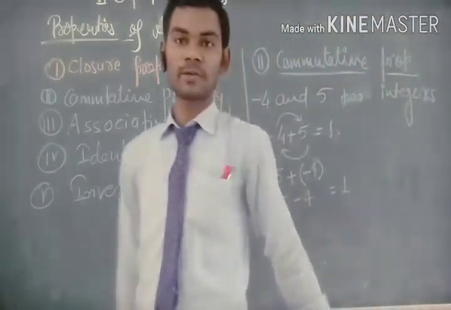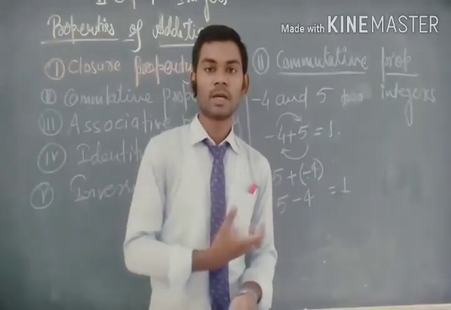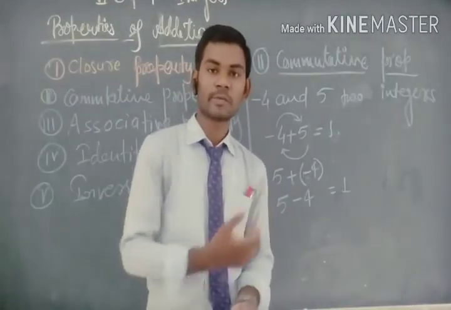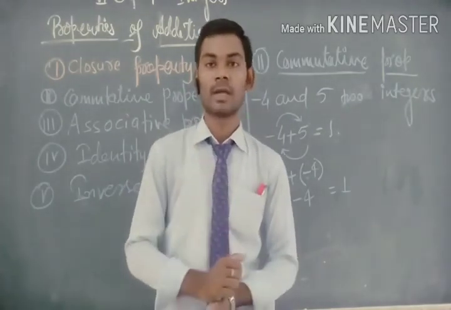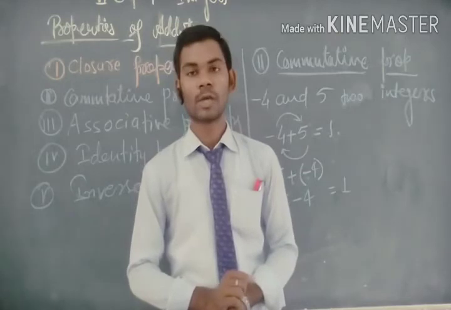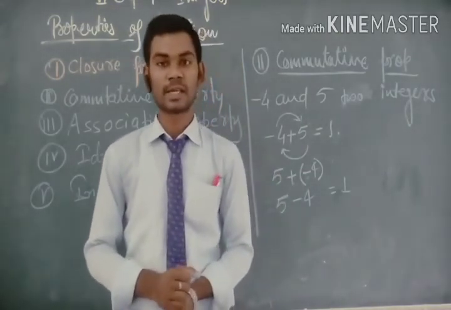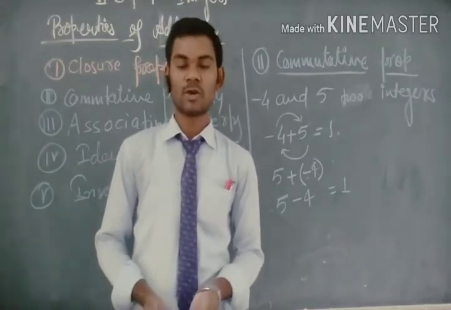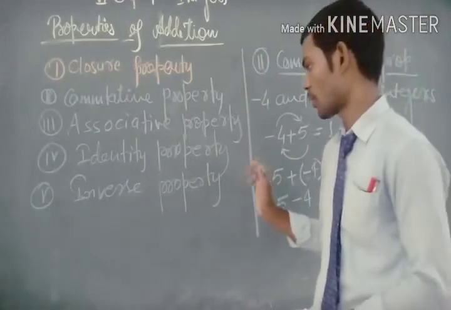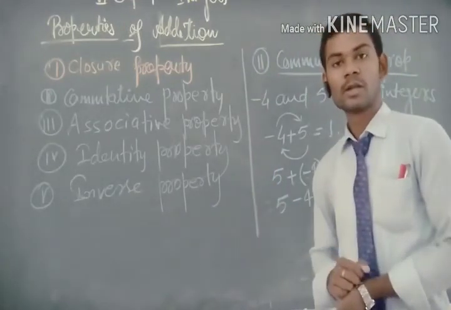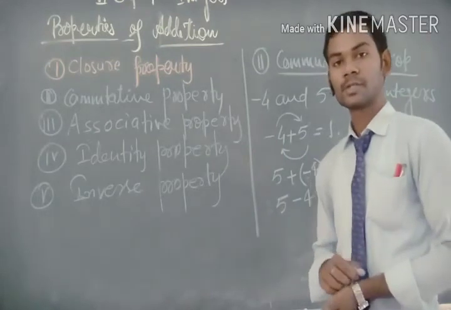So here we can also see that when we change the order of the digits, the answer remains the same when we take one negative number and one positive number. So we can say that the commutative property is satisfied by addition on integers. Okay, students, so I think that the commutative property has been clear to all. Now let's see the next property, that is the associative property.